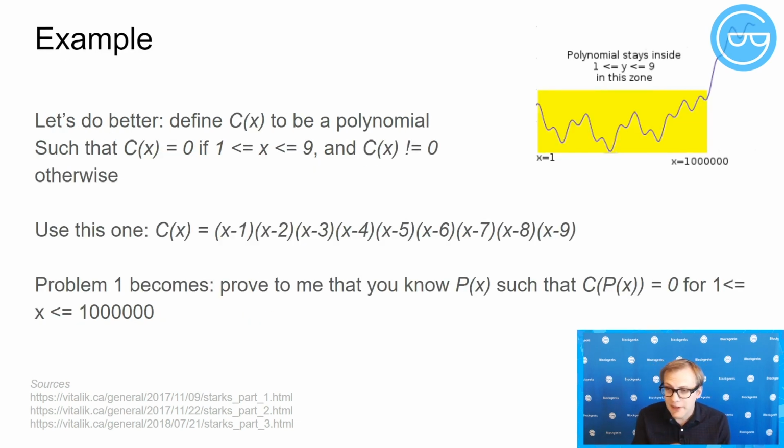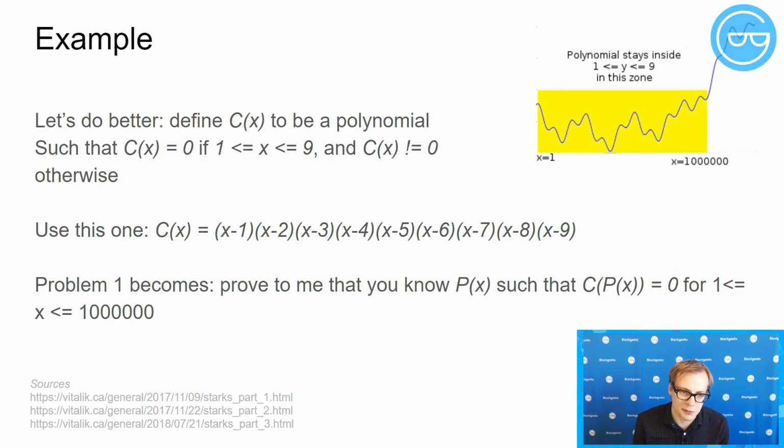So we can redefine this problem so it's a little bit easier to prove something about. For reasons that will hopefully become clear, we're going to define c of x to be a polynomial such that it's 0 if x is between 1 and 9 and non-zero everywhere else. And this is really easy to do because in order to set a polynomial to be 0, you just need to make sure that the x value that you want to be 0 is one of the roots of the polynomial. And so we can compute one really easily, namely the one that's on the screen.